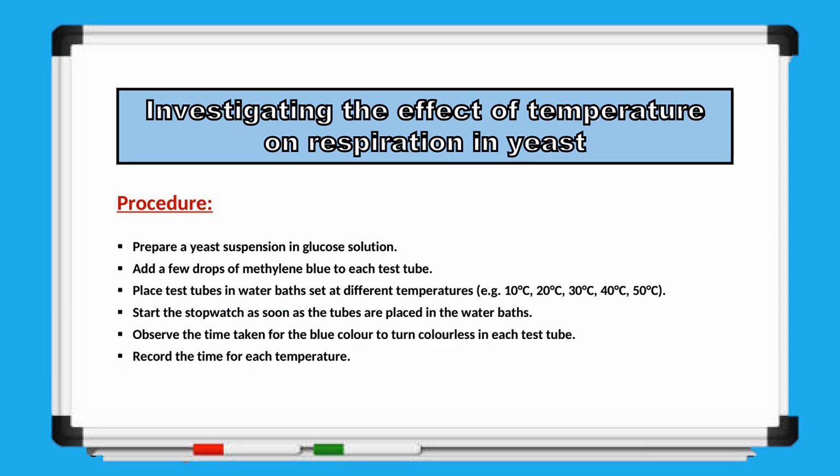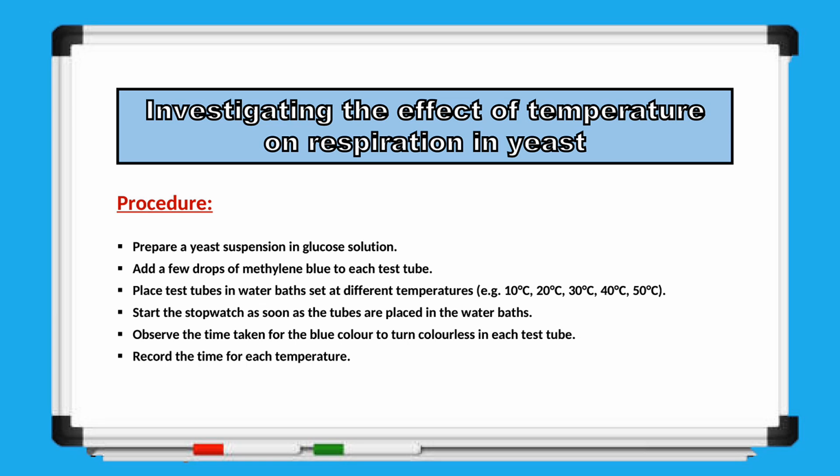Now, let's go through the procedure for this experiment. So, first, we prepare a yeast suspension in glucose solution because glucose acts as the food source for the yeast, allowing it to carry out respiration. Adding a few drops of methylene blue serves as an indicator to monitor respiration. It starts blue and becomes colorless as the yeast respires.